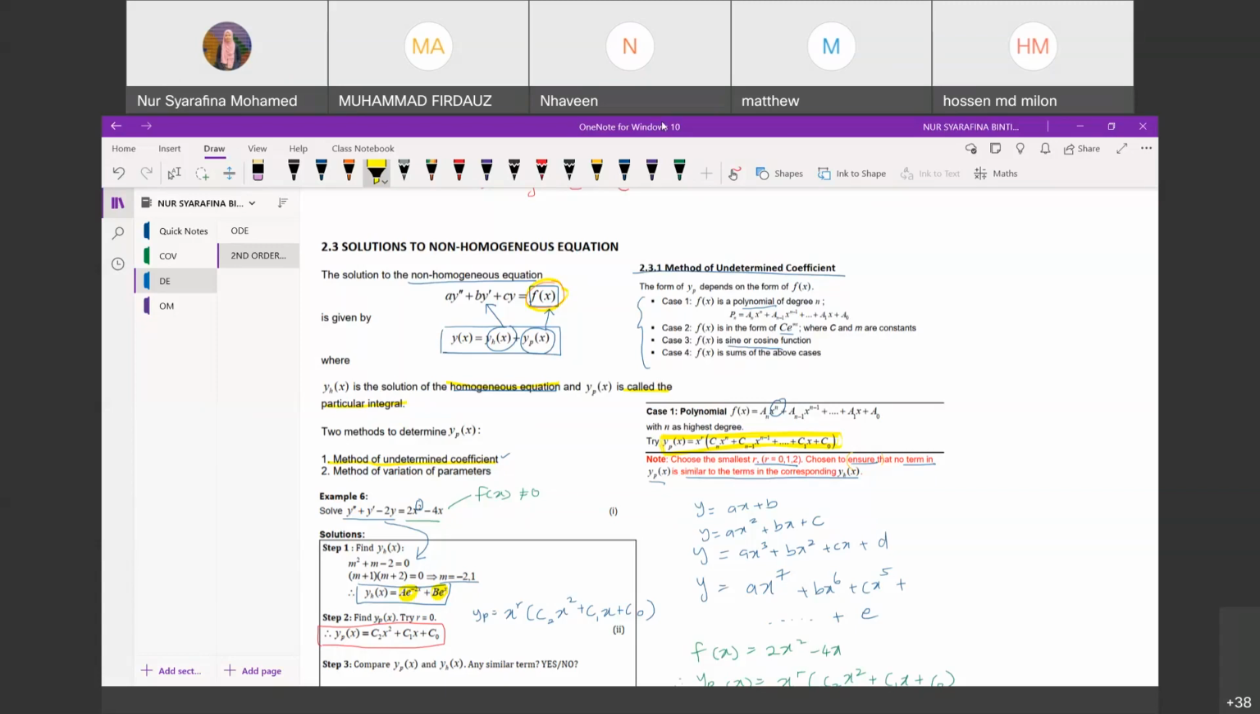Let's say you have secant, tangent, inverse sine. That one is not listed in the four cases here. So maybe for those kinds of functions we can use another method, variation of parameters. But for this method, undetermined coefficient, we need to consider only these four cases. So let's start with the first case, polynomial.